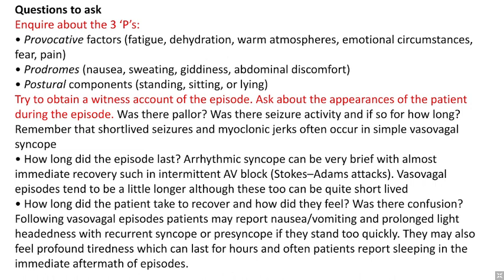Try to obtain a witness account of the episode. Ask about the appearance of the patient during the episode. Were they pale? Was there seizure activity, and if so, for how long? Remember that short-lived seizures and myoclonic jerks often occur in simple vasovagal syncope.